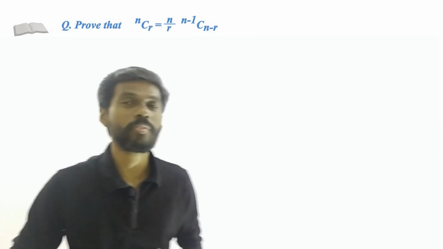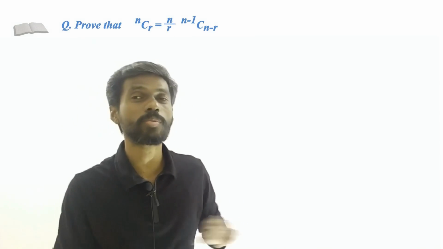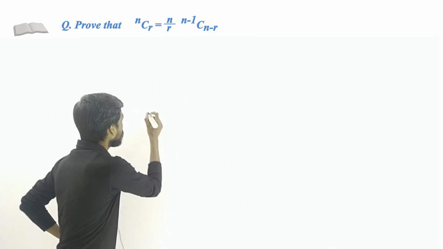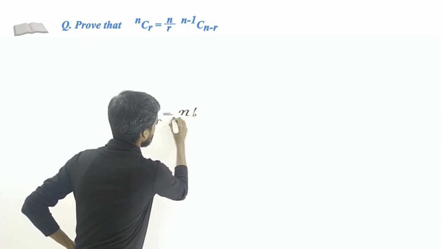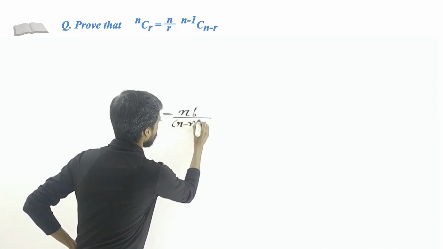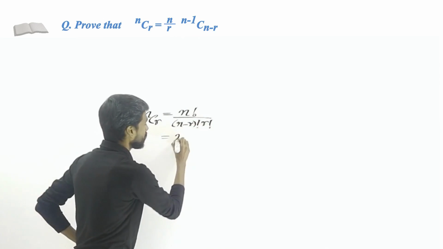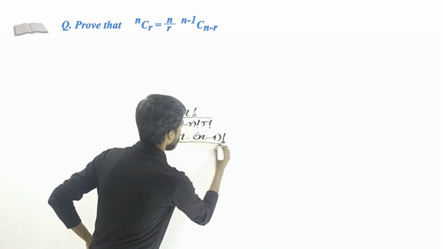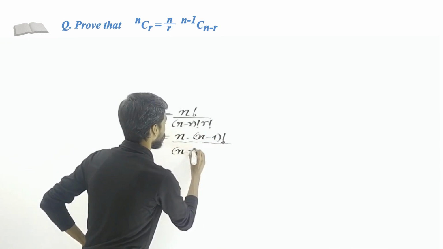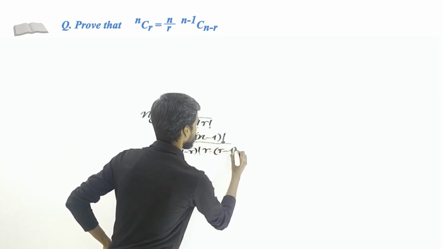The next result which you have to remember as a formula is this one: nCr is equal to n/r times (n-1)C(r-1). See, nCr has a formula. We know the formula n factorial divided by (n-r) factorial, r factorial. So we can write this n factorial as n multiplied by (n-1) factorial, divided by (n-r) factorial. This r factorial can be written as r multiplied by (r-1) factorial.